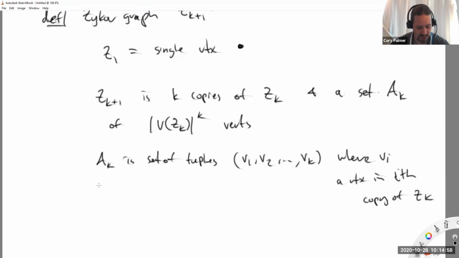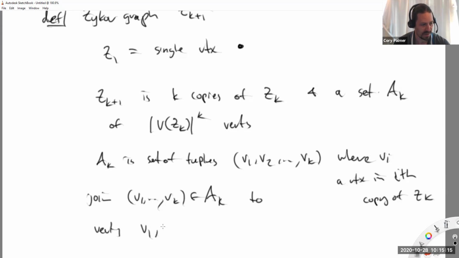And what do I join? The vertex (v1, ..., vk) in the vertex set of A_k is joined to the vertices themselves, v1, v2, up to vk. Each of those is in a copy of Z_k. I'll draw a picture here in a moment. So what goes on here is that for every tuple where I choose a single vertex from each of the copies, I create a special vertex corresponding exactly to those that will be joined to them.